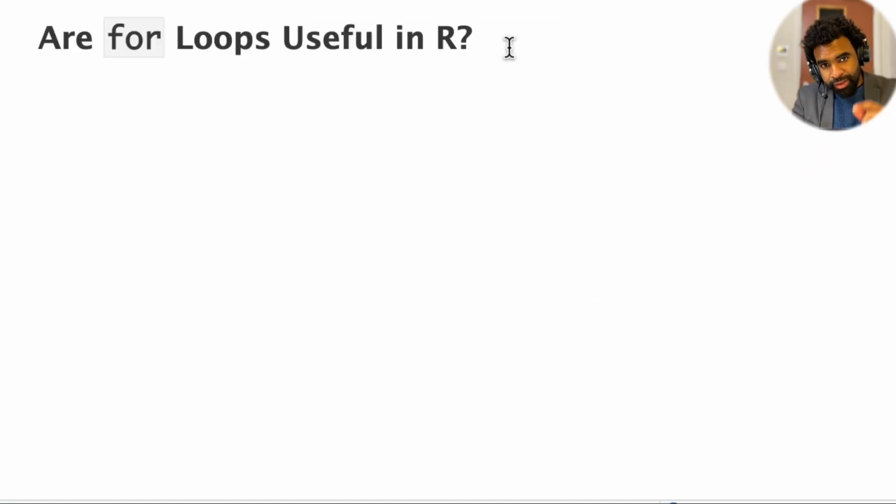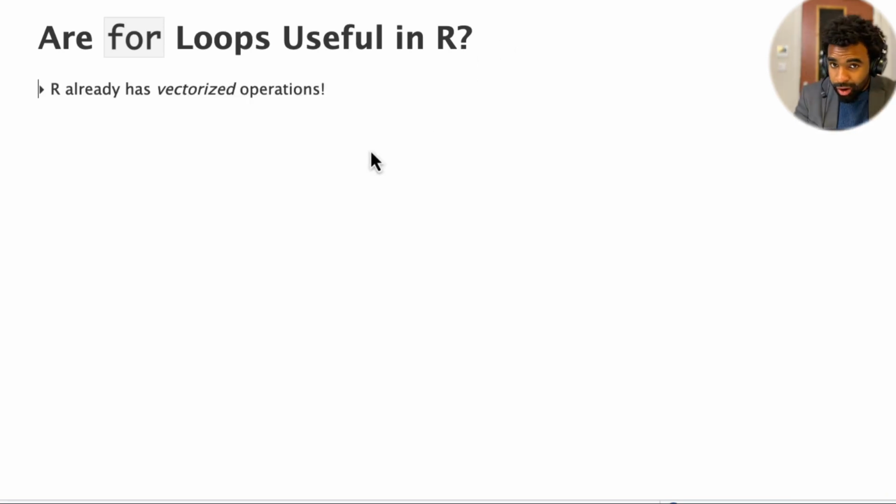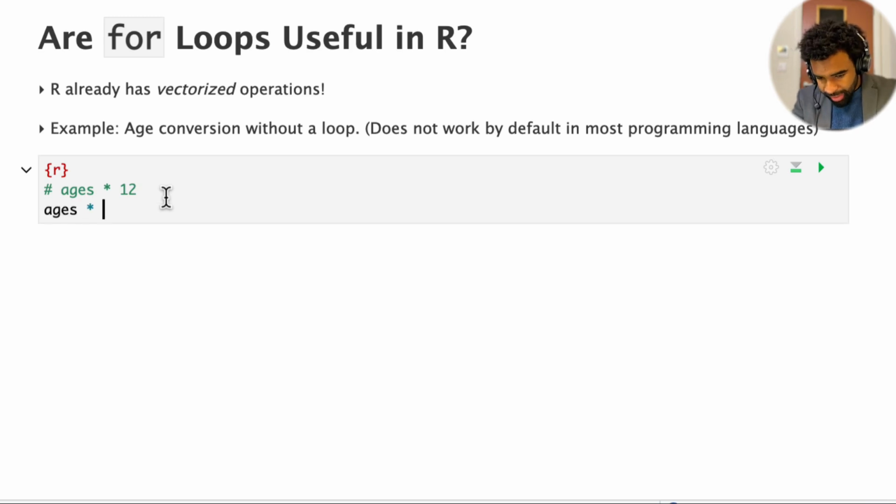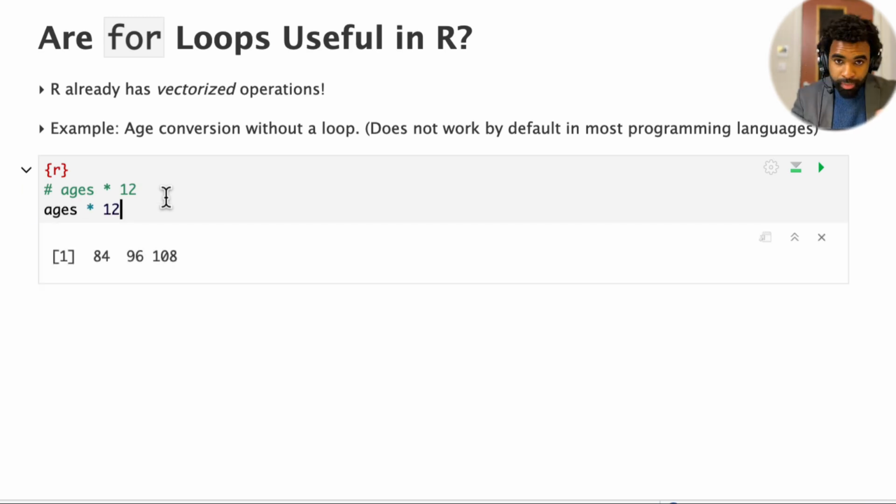Now let's think about a fundamental question, and that is, are for loops really useful in R? The reason this is a valid question is because R already has vectorized operations. It already has a way to repeat a task over many iterations. For example, consider the age conversion we've been trying to do. You don't need a for loop to do this. You can just type ages times 12, and that works perfectly in R. Importantly, this does not work in many other programming languages. Because R was built from the ground up for statistics, it works by default.